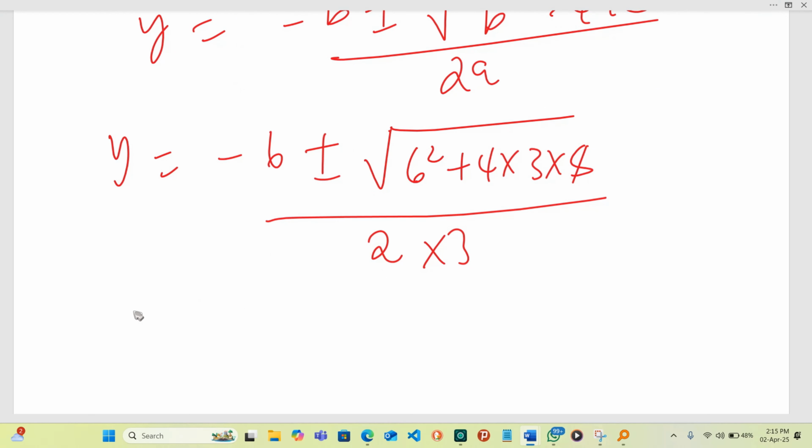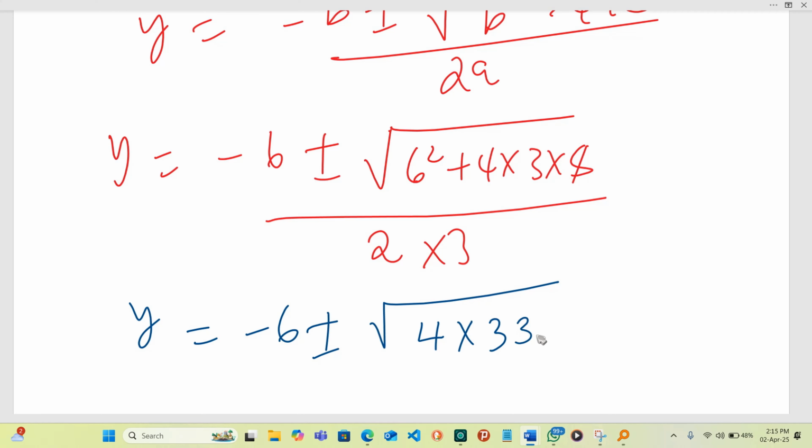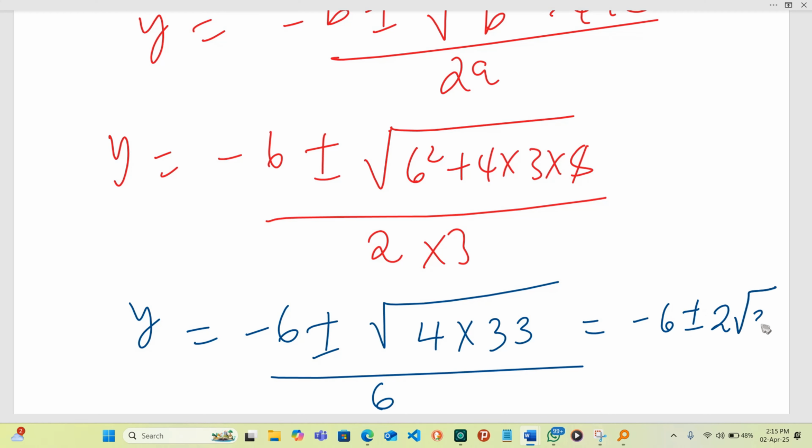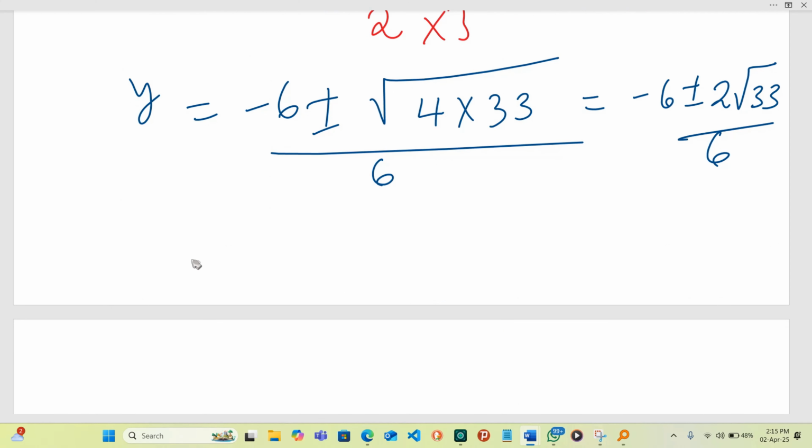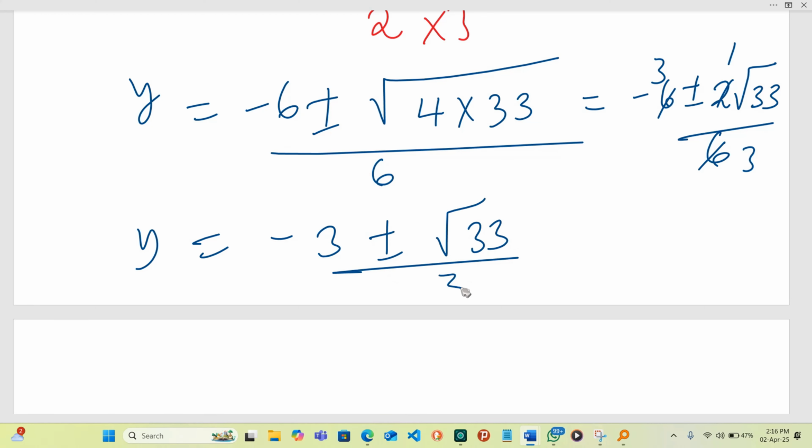So this means I'll have y equivalent to negative 6 plus or minus square root of 132, this is going to be 4 times 33, divided by 6. This is going to be negative 6 plus or minus 2 square root of 33 divided by 6. So now I cancel by 2, and I'll have negative 3 plus or minus square root of 33 divided by 3.